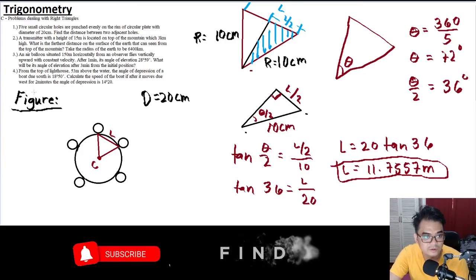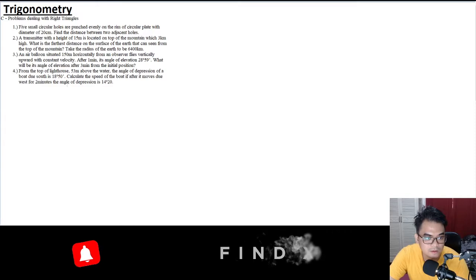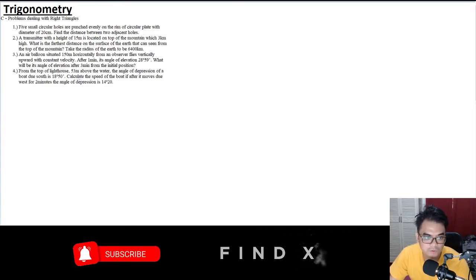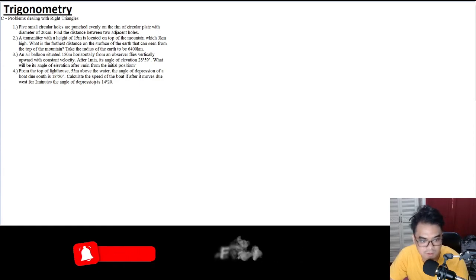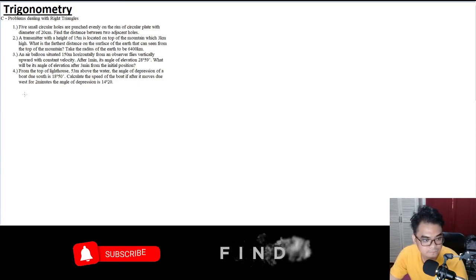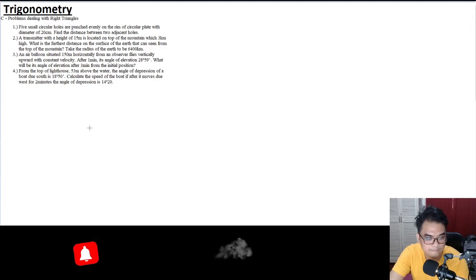Okay, so let's get to the next problem. For our next problem, we have a transmitter with a height of 15 meters located on top of a mountain which is 3 kilometers high. What is the farthest distance on the surface of the earth that can be seen from the top of the mountain? Take the radius of the earth to be 6,400. Radius, surface of the earth.